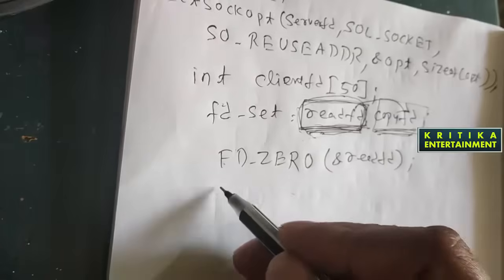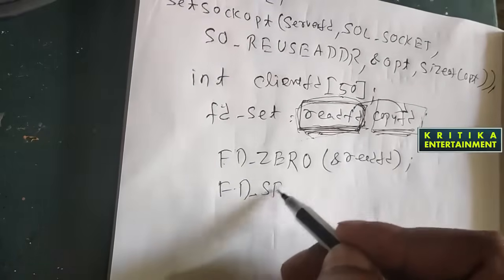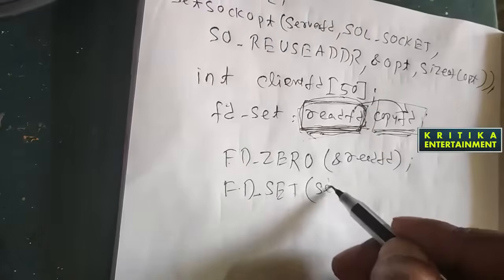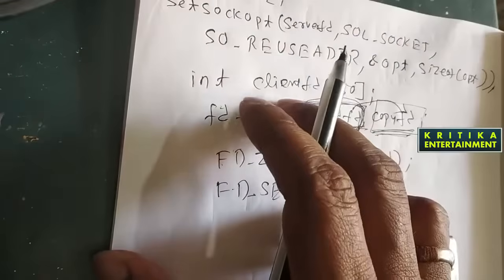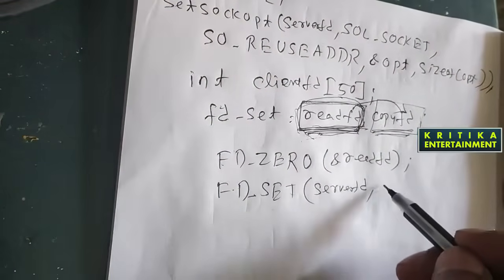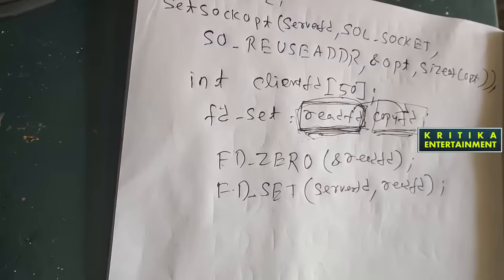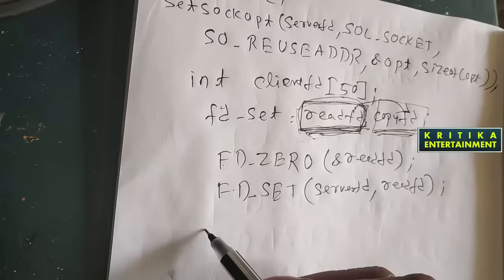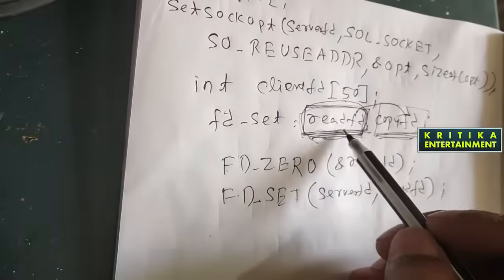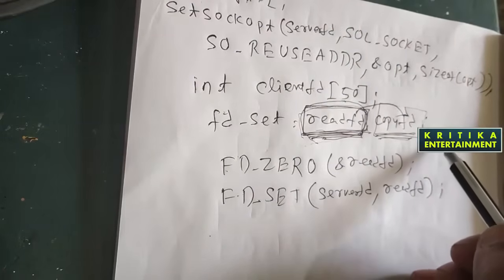Then first, with FD_SET, my server fd, which I created with the socket, I will add, and it will be added in the read fd set. Then, in the select function, the leftmost parameter is the number of fds, that means the maximum number of fds.